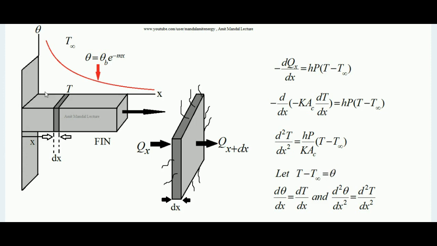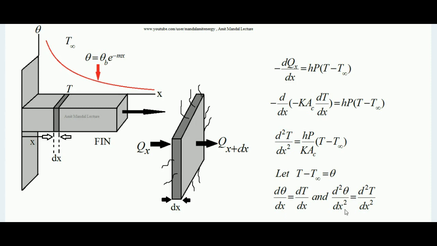Now suppose I say T minus T infinity is theta. See, from base to tip the temperature is changing, so the difference in temperature is also changing. So the point where we have chosen this thin section, suppose the temperature is T, so T minus T infinity is the temperature difference of that thin section with the surrounding over that place. So T minus T infinity is theta. Therefore in case I perform d theta by dx, what I will get? I will get dT by dx, because T infinity is the environmental temperature, it is constant. So in case we do differentiation on both sides, we will get d theta by dx equals dT by dx. Now in case I perform double differentiation on both sides, then what I will get?